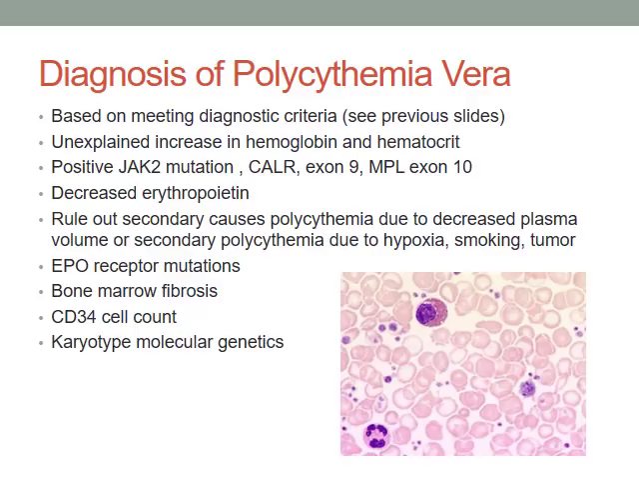It's also important when you're doing the diagnosis to rule out any secondary causes of polycythemia. So this could be things like a decreased plasma volume or hypoxia, smoking, or other tumors. Some other testing that may be helpful in the diagnosis of PV includes looking at erythropoietin receptor mutations, looking for bone marrow fibrosis, taking a CD34 count, and doing karyotyping.